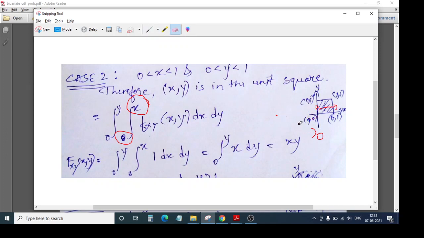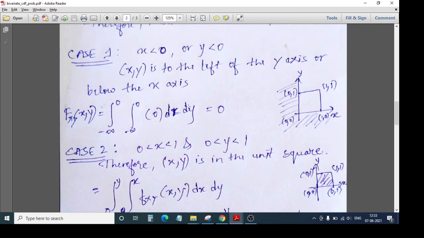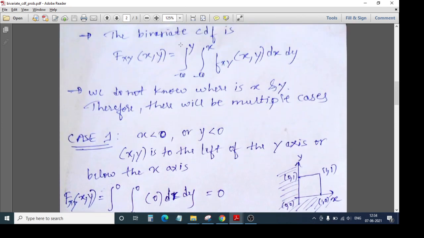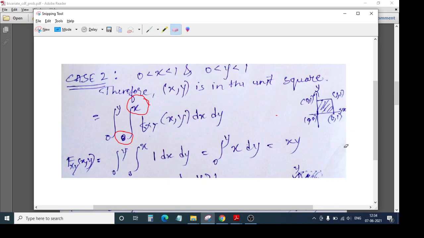Similarly, we need to take it for the y-axis. For the y-axis the integration also remains the same, that is nothing but minus infinity to y. If we trace here, minus infinity is somewhere here, and minus infinity to y can be split from minus infinity till here, which is nothing but 0, minus infinity to 0, and from 0 to y, this strip. So minus infinity to 0 we already found in the first case, it is 0.